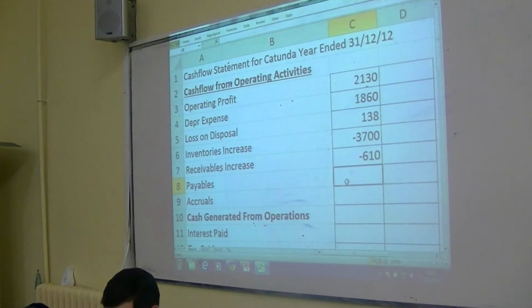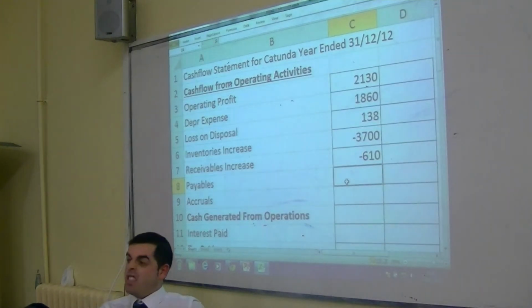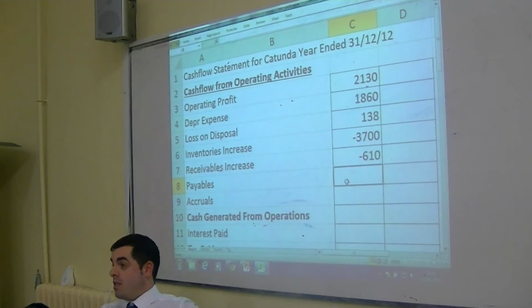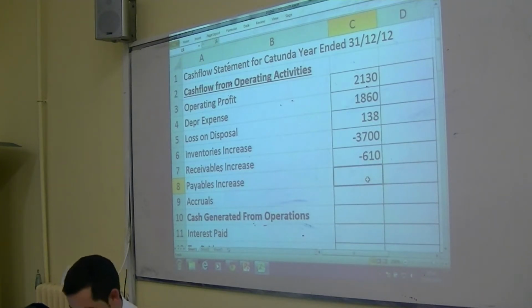It says payables next. Have payables gone up or down? Payables have gone up. So is that good or bad? In theory it's good because you haven't paid your bills, so you haven't spent the cash. From a cash spending point of view, it's a good thing. Payables have increased, so that's going to be a positive. So 1766.